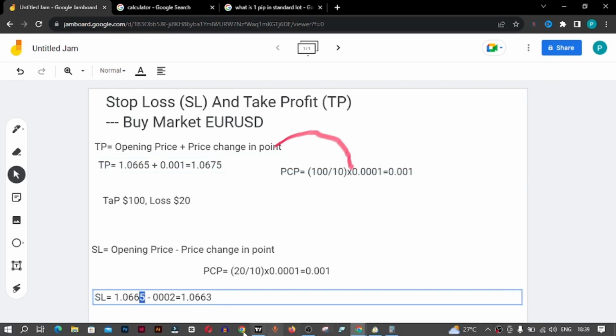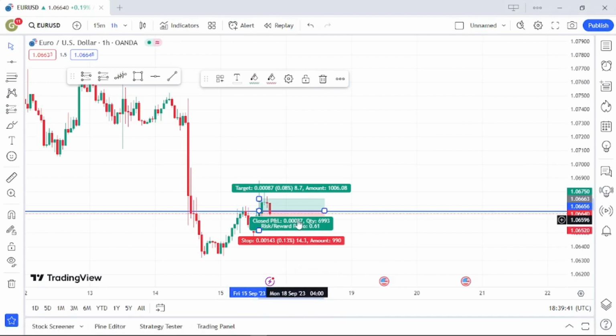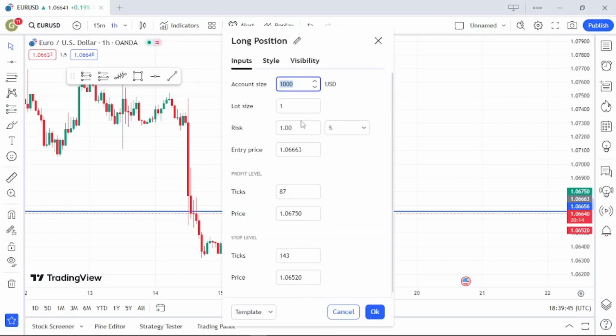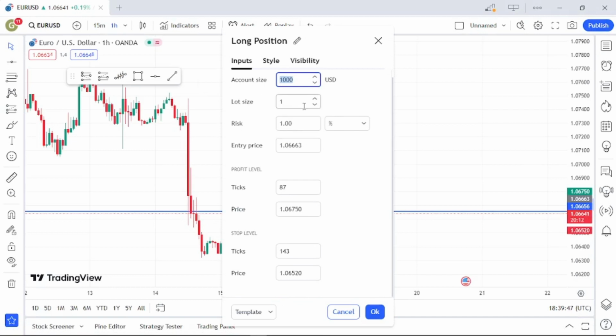So now for this trade, if I want to make exactly $100 using this price, then I'll have to click on it and then come over to my, you can see my lot size is set to 1 for a standard market price. So my stop loss over here, I will use 0.063.